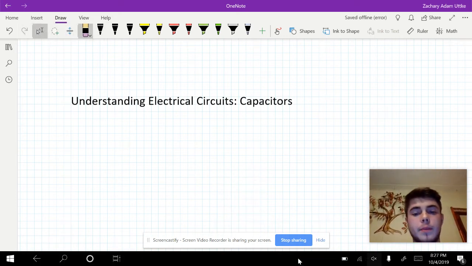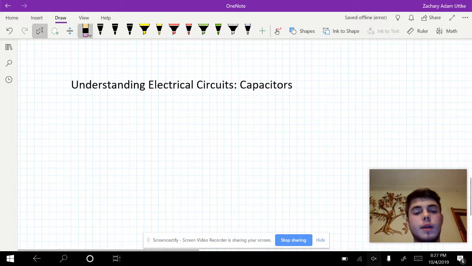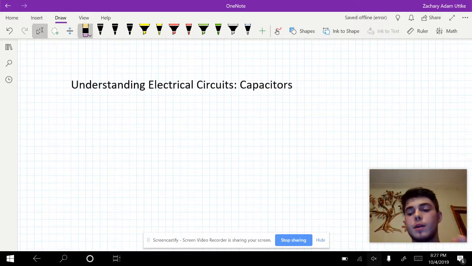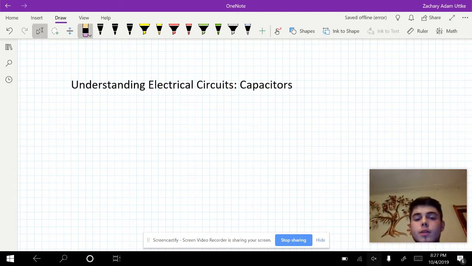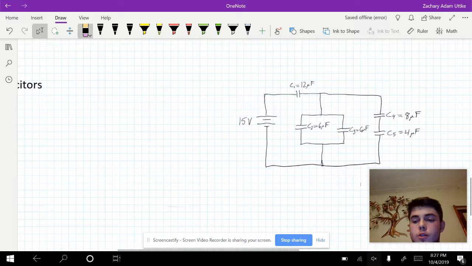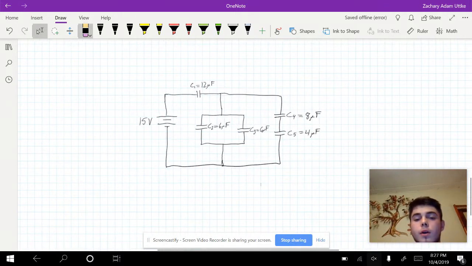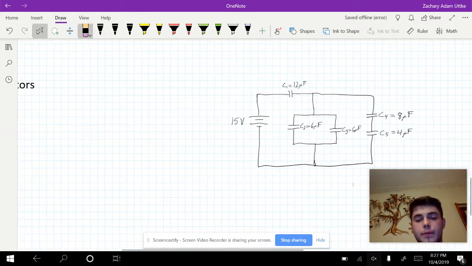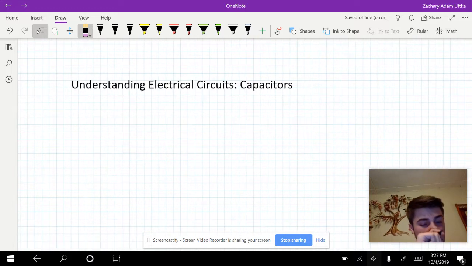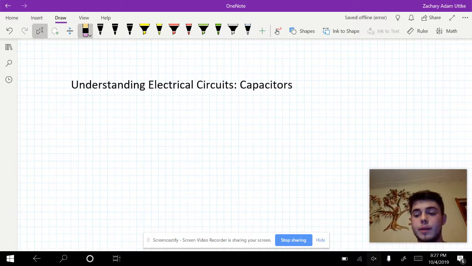Alright guys, we're going to make a physics video here today, and it's going to be about understanding electrical circuits, and our example is going to be about capacitors. So right away, I have a circuit drawn out here, so I'd recommend stopping it right here, pausing it, and drawing this down. But before we get to how we're going to work this out, we have to look at some important things and a good way to memorize these things.